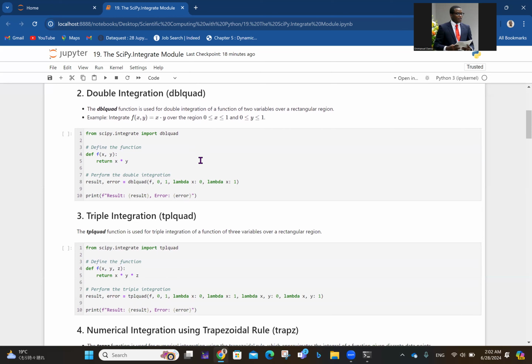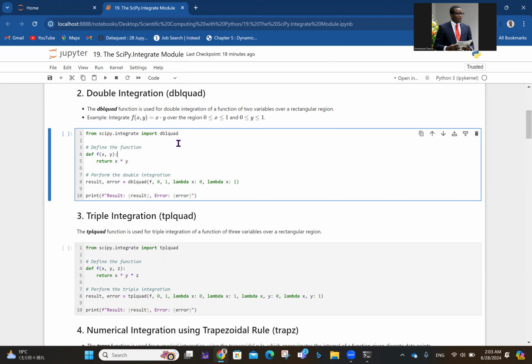So, for example, you want to integrate f of x, y equals x times y over the region 0 to 1, that rectangle. In fact, yeah, that's a rectangle, 0 to 1, 0 to 1. Or maybe even a square, right? Because the length and breadth are the same, so to speak. So we have the code here again.